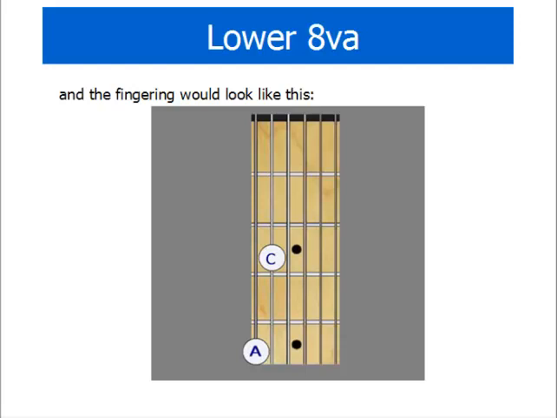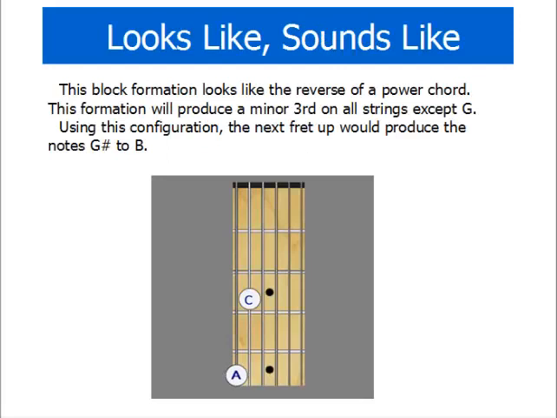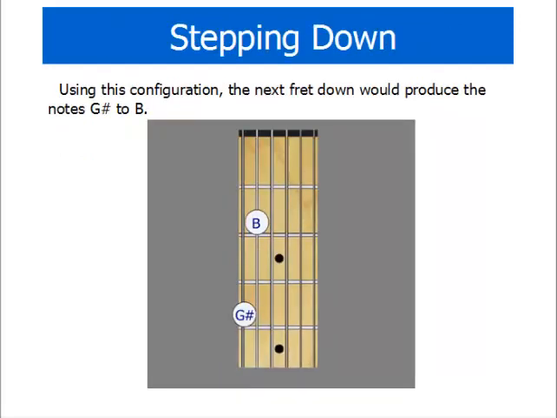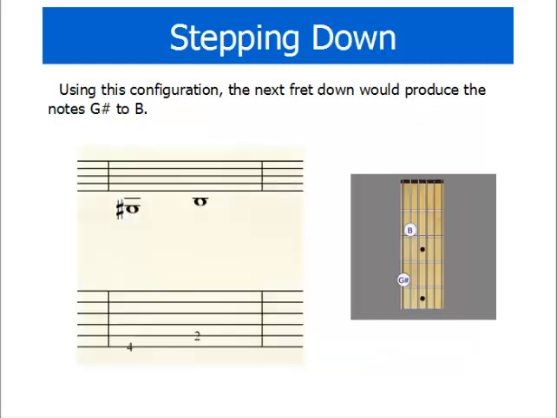Take them up the frets. Get the feel of a minor third. Get the sound of a minor third. And as I said, it looks like a reverse of a power chord. You can produce this wherever your low note is, such as here the A, A, B, C. The next is going to be a third. Using this configuration, the next fret down would produce notes G sharp and B. There's G sharp and B written.